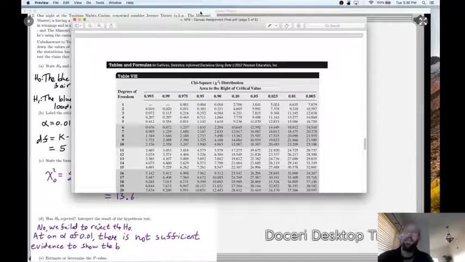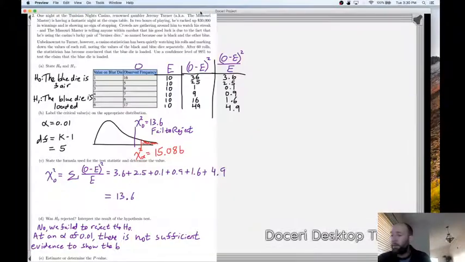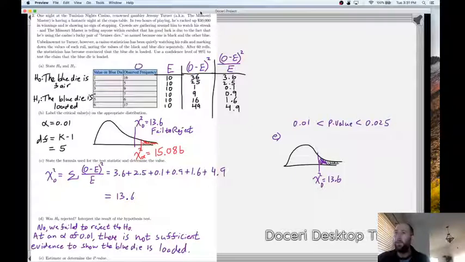That area in the right-hand tail beyond the test statistic represents the p-value. So we can say here that the p-value is between 0.01 and 0.025, again, the p-value representing the area in this right-hand tail.